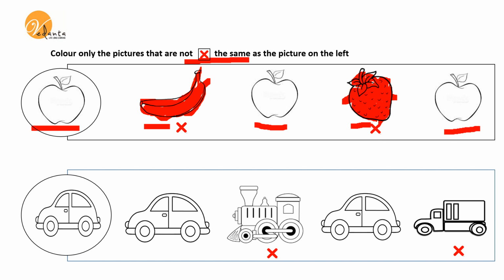This is apple. As it is the same on the left, I'm not going to color it. What picture is this? Car. We are going to color only the different ones. This is car. As it is the same, I'm not going to color it. This is train. Train is different from car. As I'm going to color the different ones, as I said, I'm going to color train.